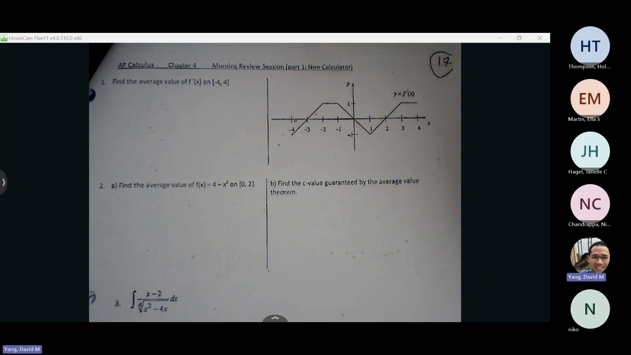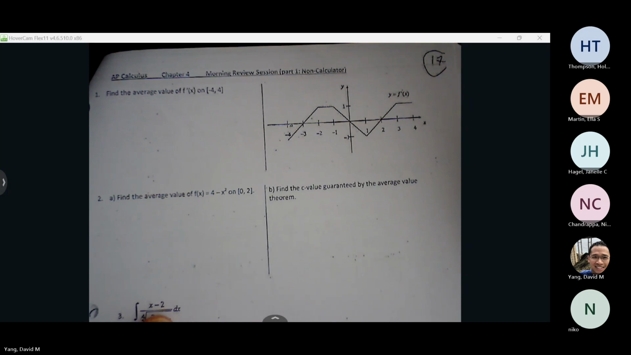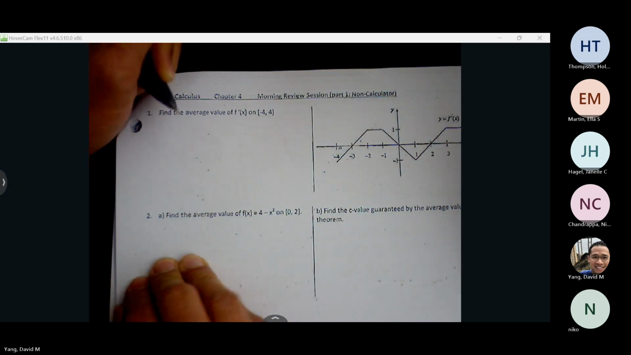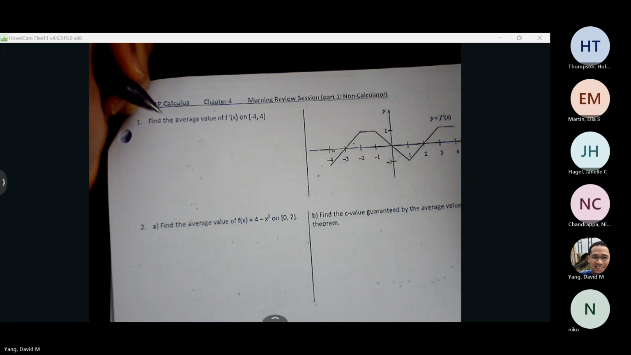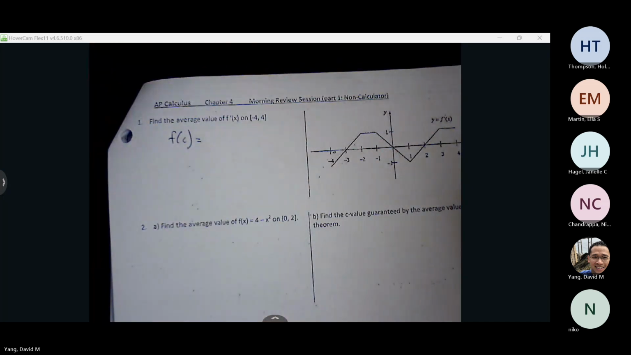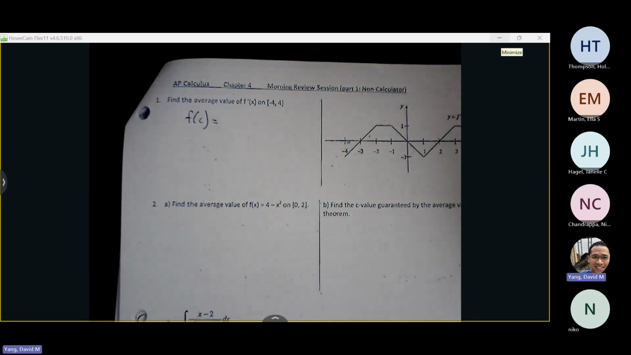All right, number one, find average value. This is page 17 in your 4345 packet. So we start by setting up our average value theorem.